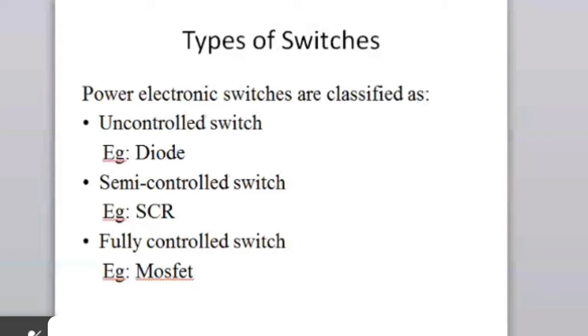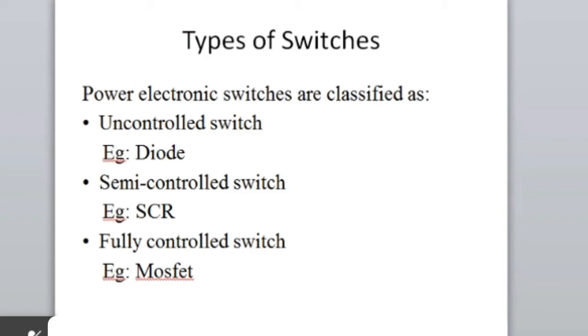An uncontrolled switch is nothing but a switch. As I said, an example is a diode. When I give a positive voltage to the anode and negative voltage to the cathode, what happens to the diode? The diode turns on. When I give a negative voltage to the anode and positive voltage to the cathode, the diode goes off. Means there is no control. Depending upon the supply voltage polarity, the diode goes on and off. That is why it is called an uncontrolled switch.